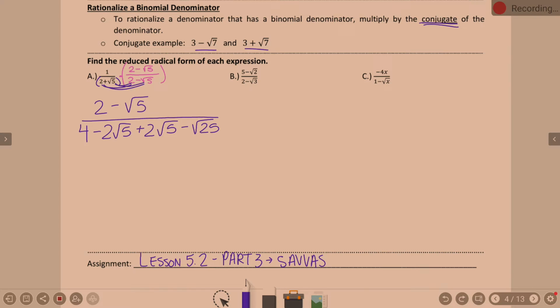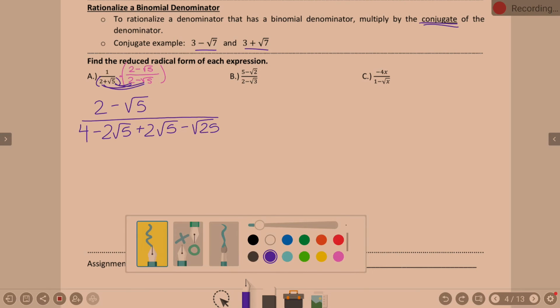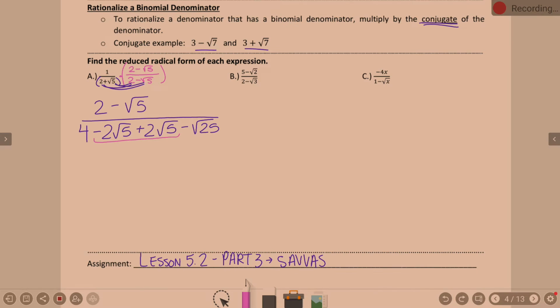From here, we need to clean up. If nothing else, there's got to be cleanup happening in that denominator, because right now I still have radicals showing in the denominator. But what do we notice about this denominator? Minus 2 square root of 5 plus 2 square root of 5. They cancel. That's 0. If they don't cancel, you made a mistake somewhere or you multiplied by something wrong.